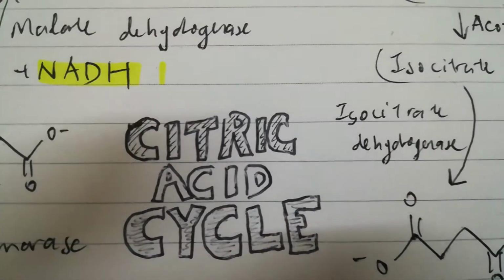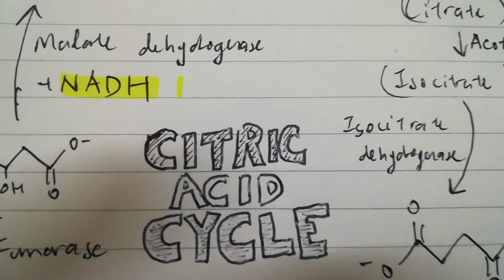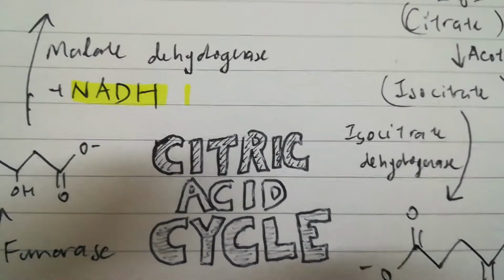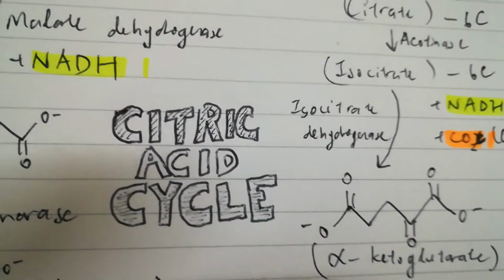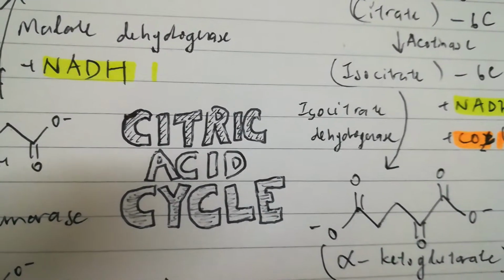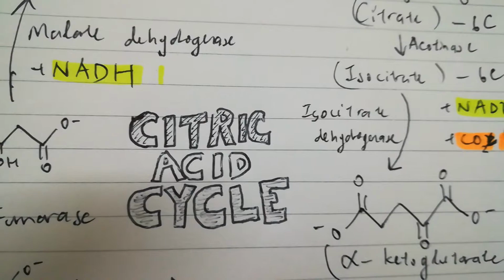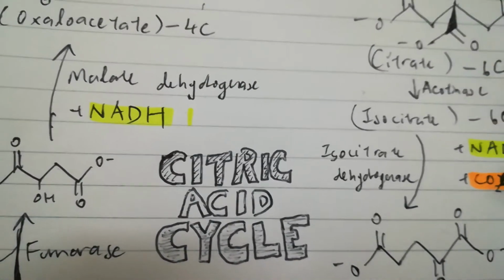Now, then we enter the citric acid cycle, or called the Krebs cycle. Really, there's another name for it. It's called, if I'm not mistaken, never mind. Just forget about it. It's called the citric acid cycle, or the Krebs cycle.